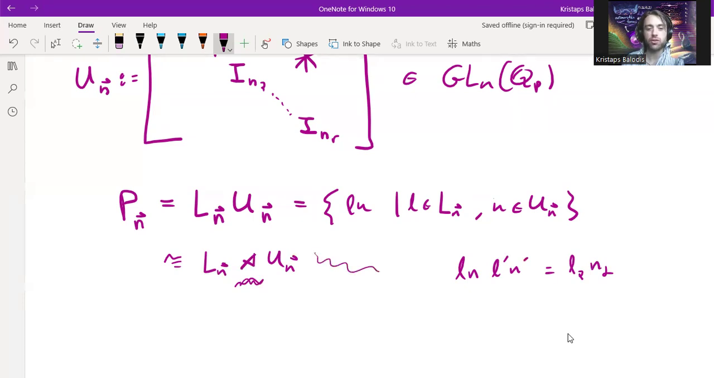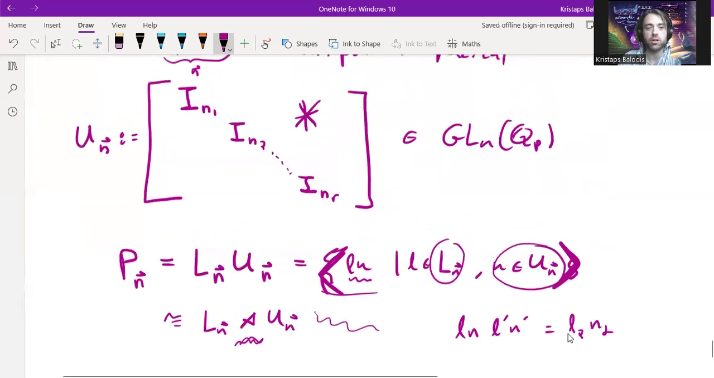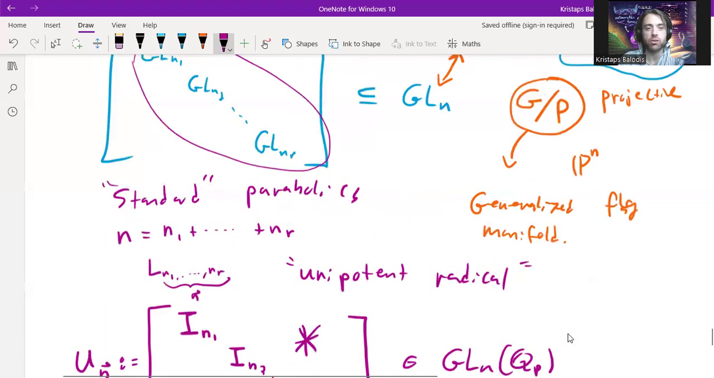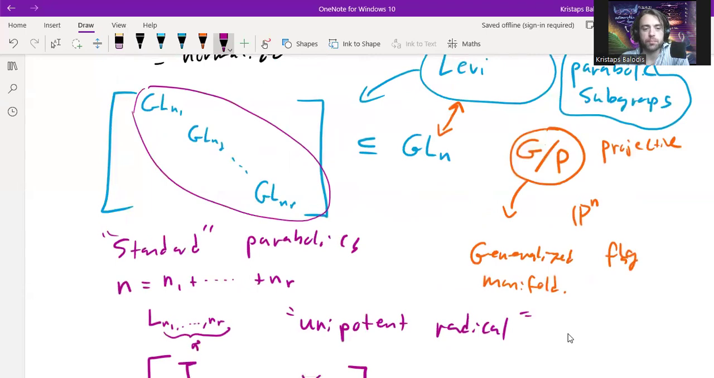It doesn't even matter if you don't know what that means. I mean, this is literally it. It's the subgroup generated by all of these products, right? So everything in this group can be written in the form something in the corresponding Levi times, on the right, something in the corresponding unipotent radical. So we have a very explicit form.